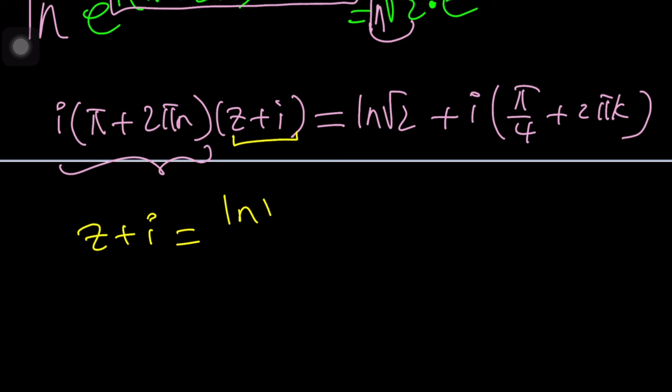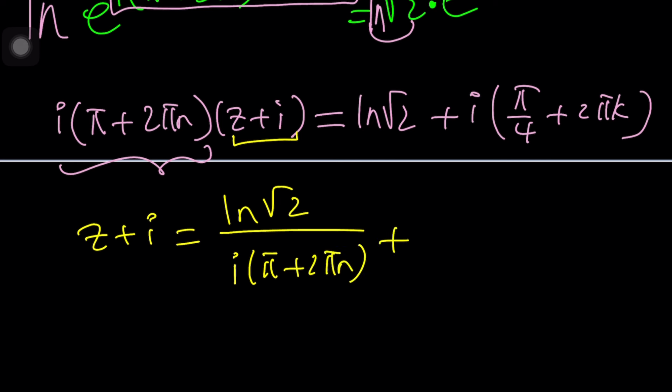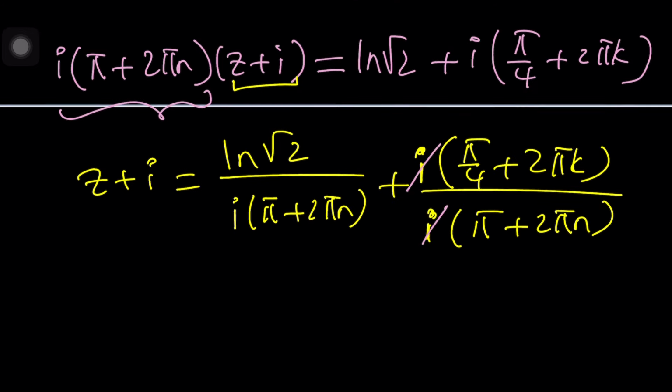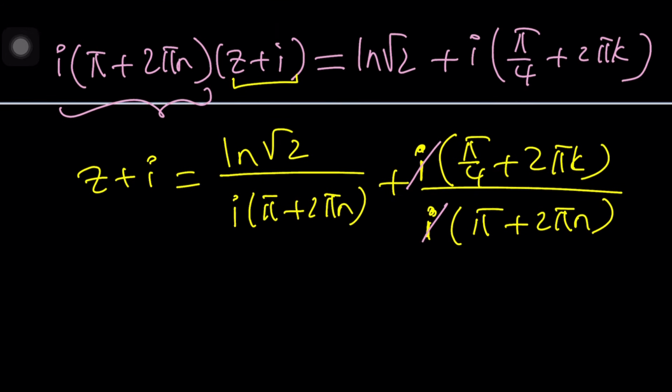So we're going to get this plus i times pi over 4 plus 2 pi k, divided by i times pi plus 2 pi n. By the way, we may not need all these integers, but I just wanted to write them to be on the safe side. i is gone, and then we can simplify this, okay? Let's do it, and then we can take care of i at the end.